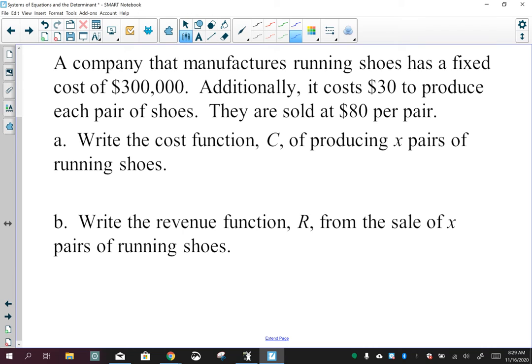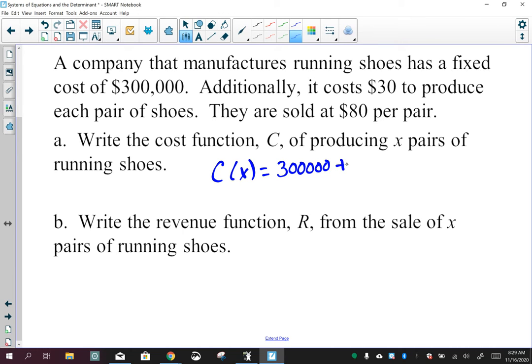The first thing I want to know in my cost function is how much money am I out of pocket before I even make anything. And for this problem, I am out $300,000 before I even start creating a pair of shoes. And you're like, that's a lot of money. Well, think about it. You have to buy your building. You're going to have to hire employees. You're going to have to get your lights turned on. You're going to have to get equipment. So you have to get all this stuff before you can start making it.